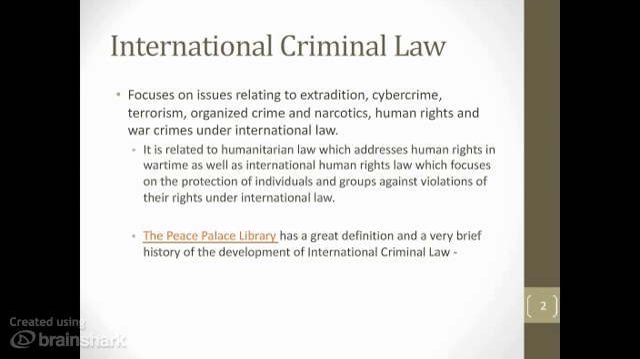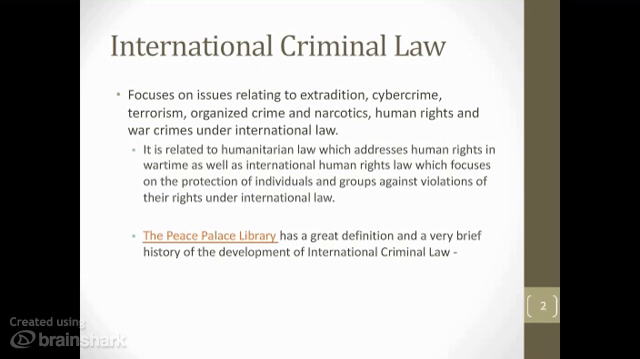International criminal law, as you know, focuses on issues relating to extradition, cybercrime, terrorism, organized crime and narcotics, human rights, and war crimes under international law. International criminal law often intersects with other areas of international law, especially humanitarian law, which addresses human rights in wartime.